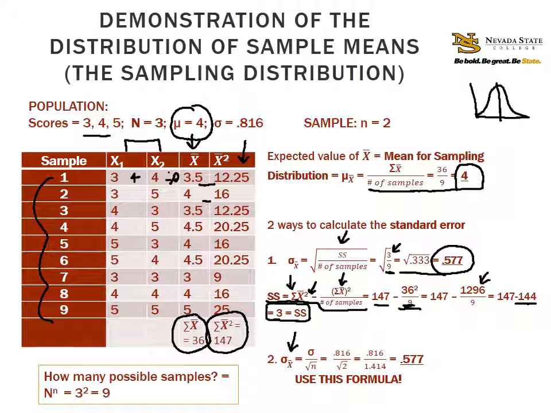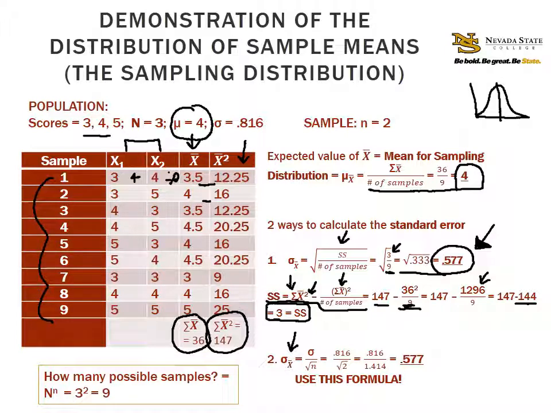So what this tells me is that just due to random chance, I would expect that any given sample of 2 scores taken from this population would have a mean that's about 0.577 points away from the population mean. Now, if that didn't make sense, that's okay. We're going to talk about the standard error quite a bit in this lecture, but just to give you a rough idea, this tells you the difference you'd expect to see between any given sample mean and the population mean just due to chance.